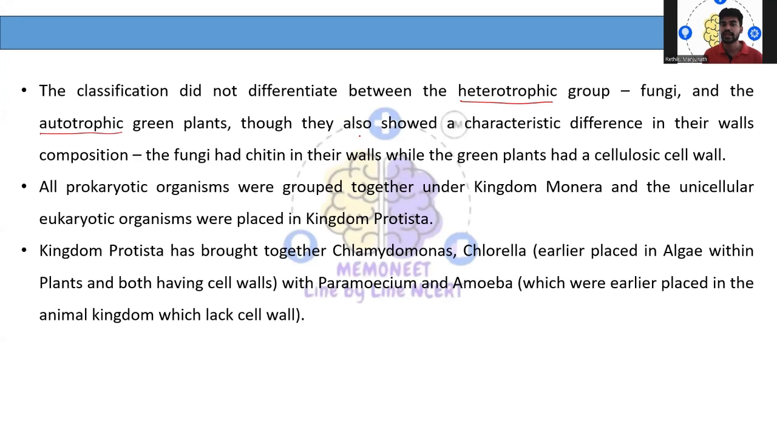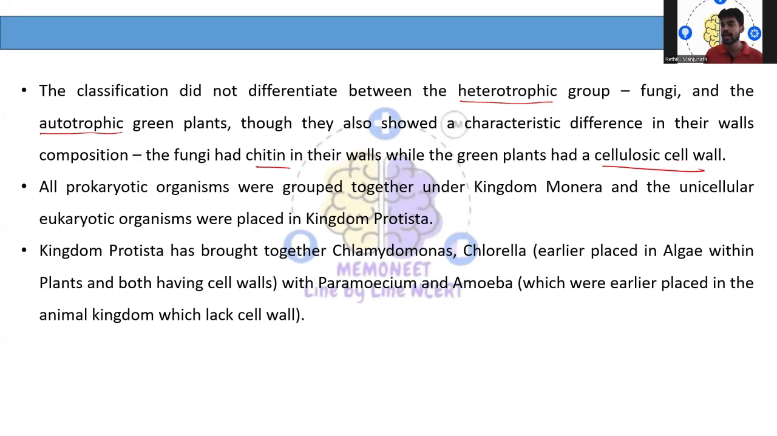They also show characteristic differences in their cell wall composition. Fungi have chitin in their cell wall, while what kind of cell wall will the green plants be having? Cellulose cell wall, right? So this is another very important thing. That's why they were not included in plants.